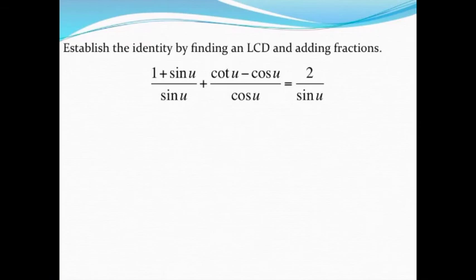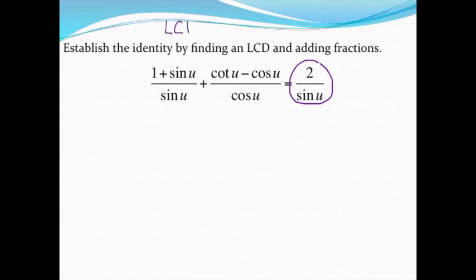When you're trying to establish a trig identity that has two fractions in it, often a good idea is to find a least common denominator and add those two fractions together. So that's in fact what we're going to do in this example. So this side of the trig equation or trig identity is going to be the goal. I'm not going to mess with that side. I'm going to try to rearrange the other side to end up with that. So I'm not going to mess with the 2 over sine of u. So let's go and try to find our LCD and add these fractions together.